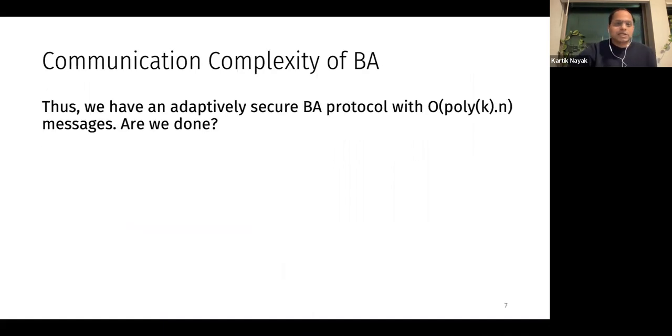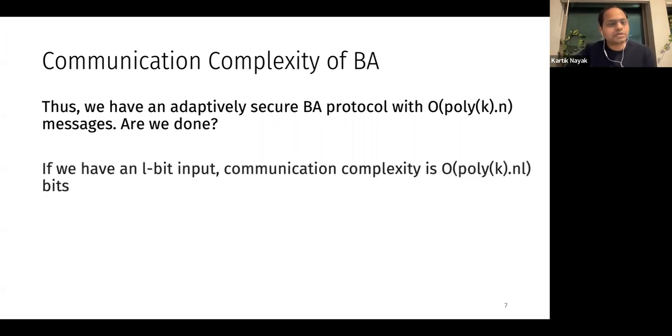Well, now we do have an adaptively secure BA protocol with order n poly kappa messages, right? So are we done? Well, it turns out we are not. I still have about 10 minutes to speak in this talk. So what else can go wrong over here? Well, let's think about the size of your input value to begin with. If we have an L-bit input, we have n poly kappa number of messages, but the communication complexity trivially would be n L poly kappa bits.